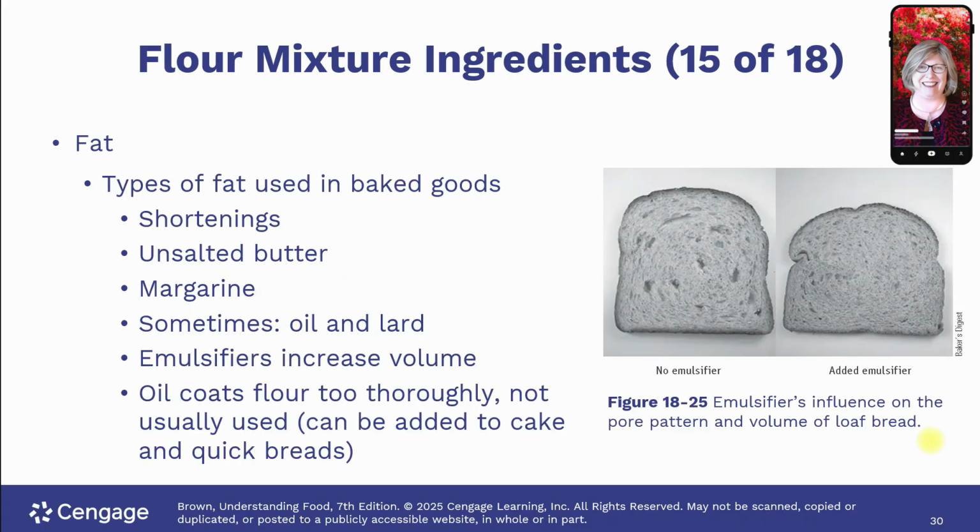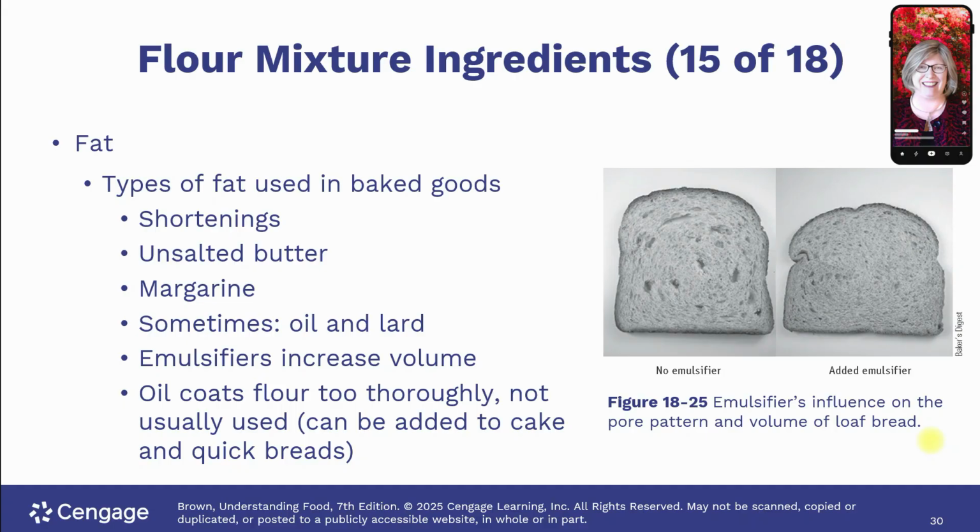Fat is such an important ingredient in baked goods. Let's talk about the types of fat that we can use. Shortening, such as Crisco, which has a lot of trans fats. Unsalted butter. Margarine, which has some trans fats. Sometimes you can use oil and lard, depending on the recipe. These fats, as you remember, are hydrophobic, so you need an emulsifier there if you want to increase the volume. Oil coats flour too thoroughly, so it's not usually used, although you can use it in cakes and quick breads.